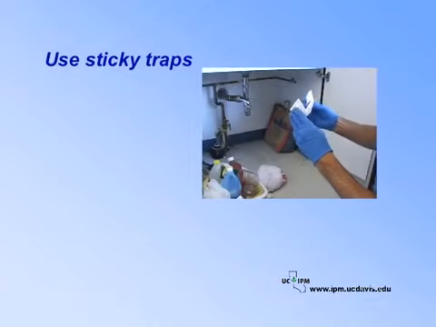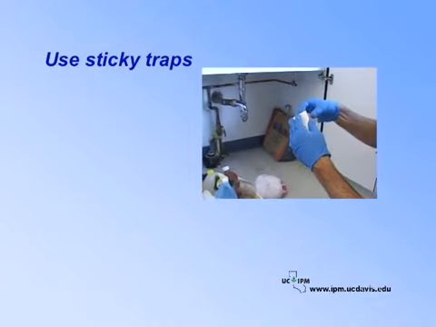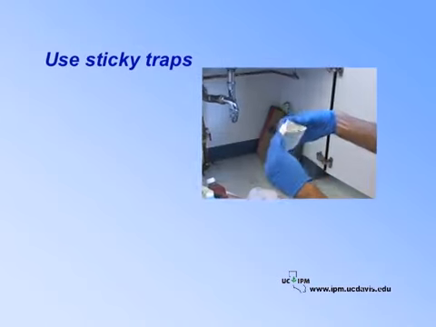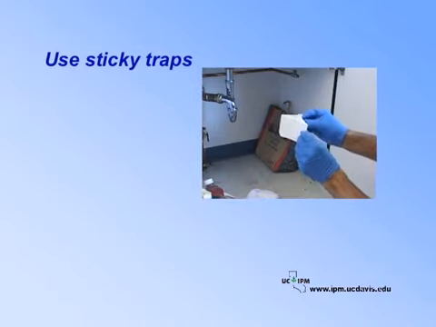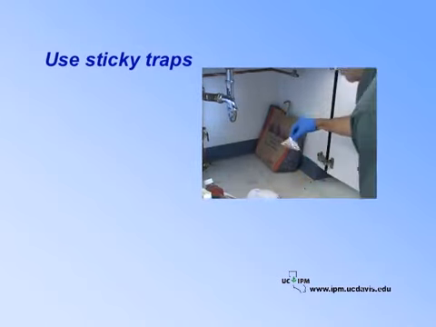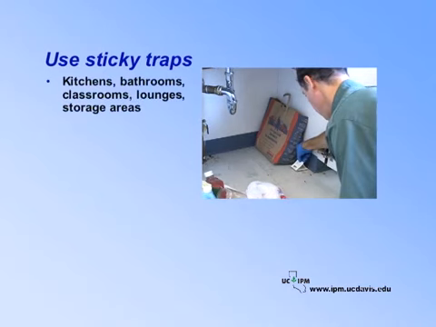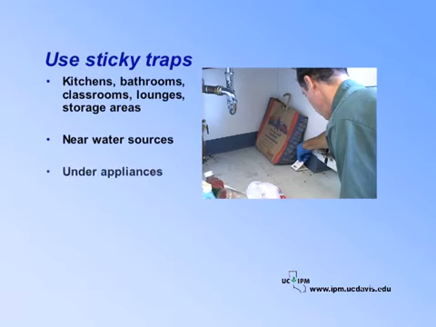Sticky traps provide the best way to monitor for cockroaches. Place traps where you see signs of roach activity, fecal matter, eggs, or dead roaches. Place them indoors in kitchens, bathrooms, classrooms, lounges, and storage areas. Put them near sinks or other water sources, or under appliances such as refrigerators or dishwashers.